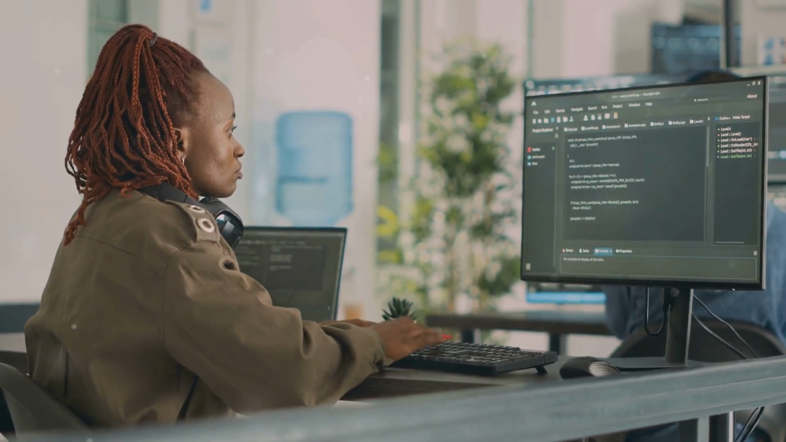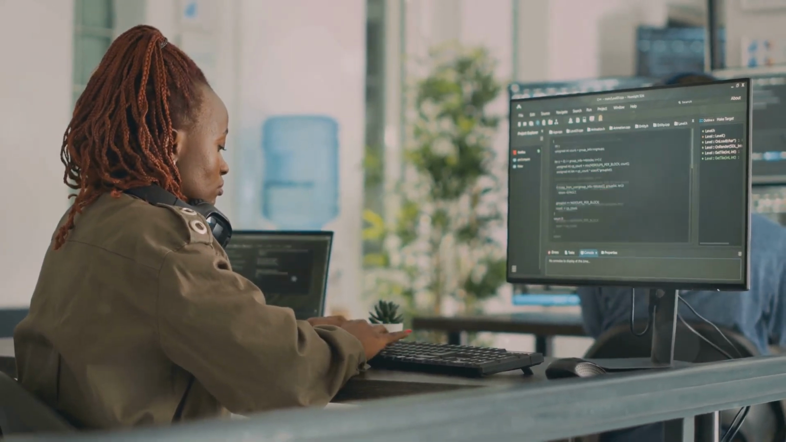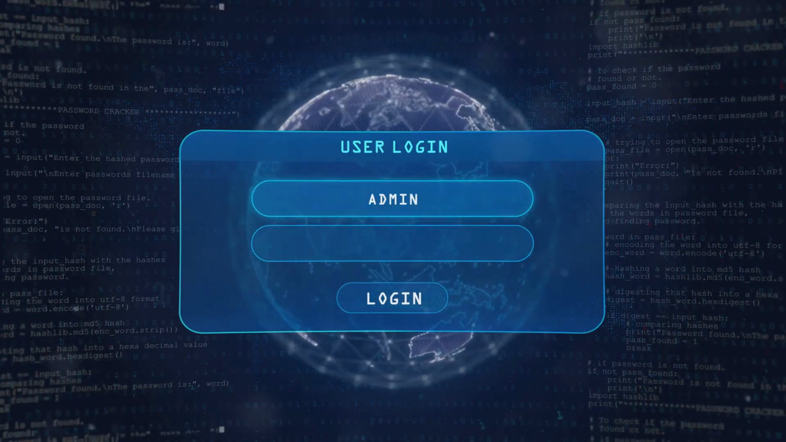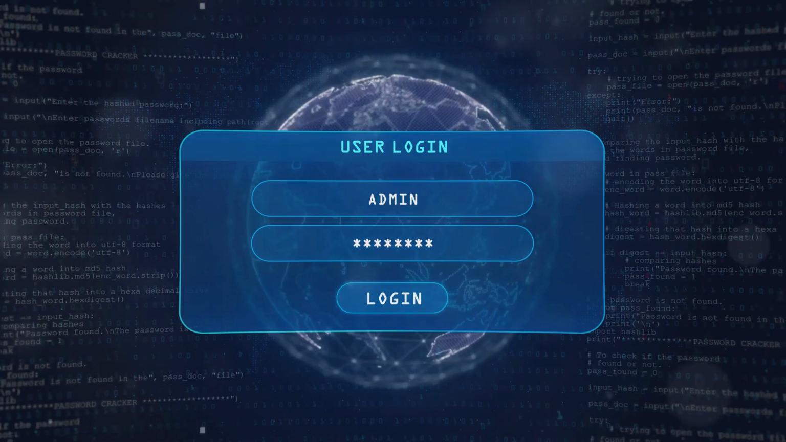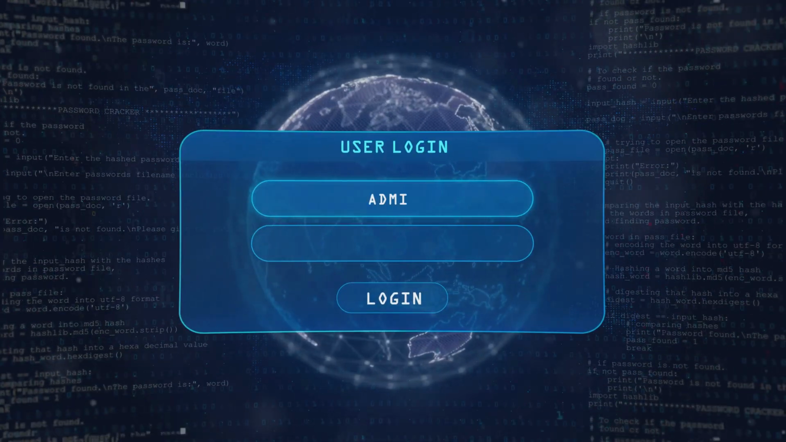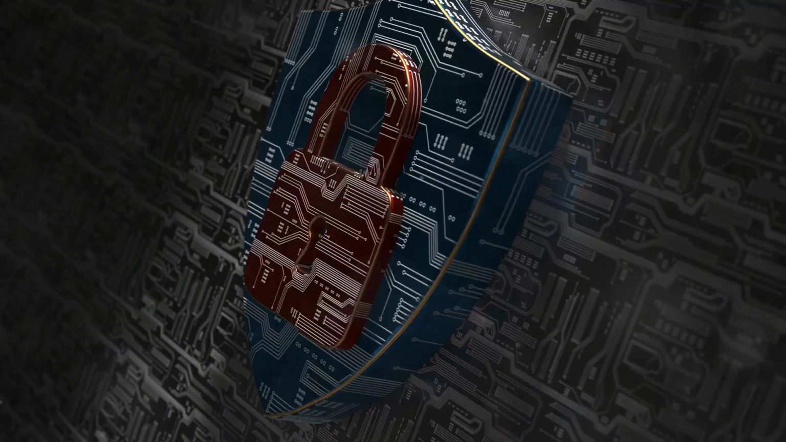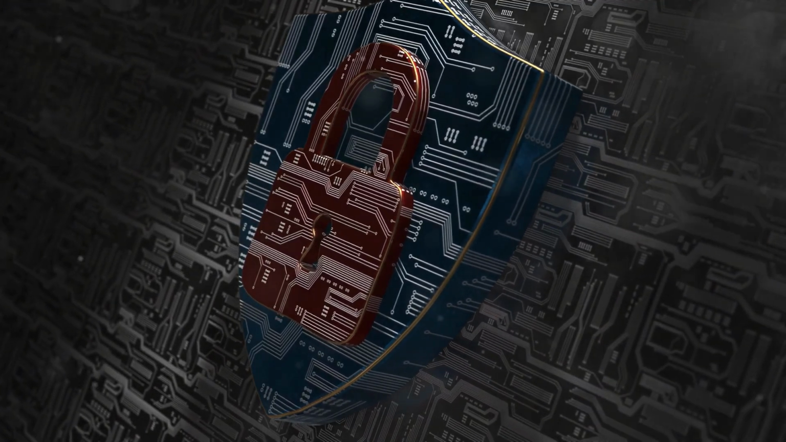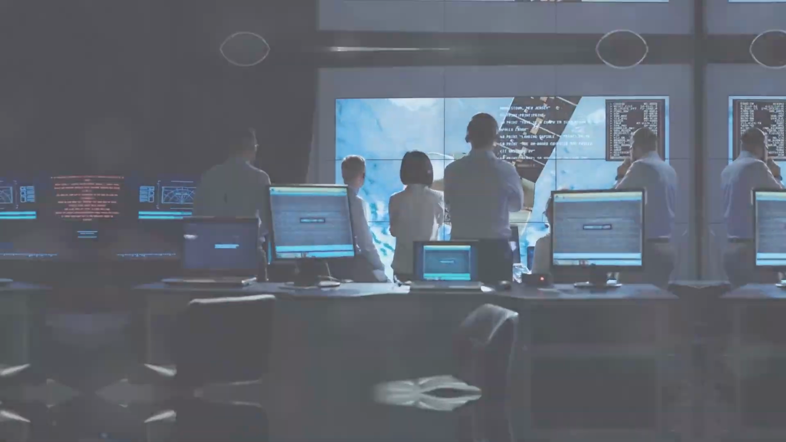Multi-factor authentication adds an extra layer of security. Regular security assessments are crucial for identifying vulnerabilities. Employee training and awareness programs are equally important. A culture of cybersecurity must permeate the entire organization.